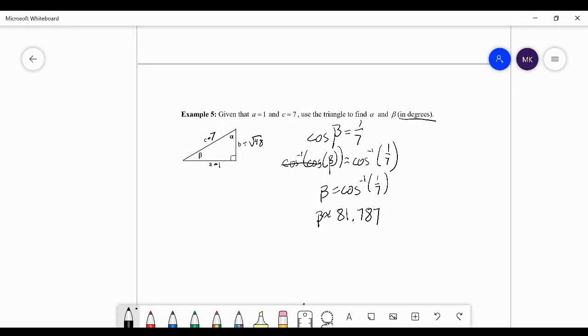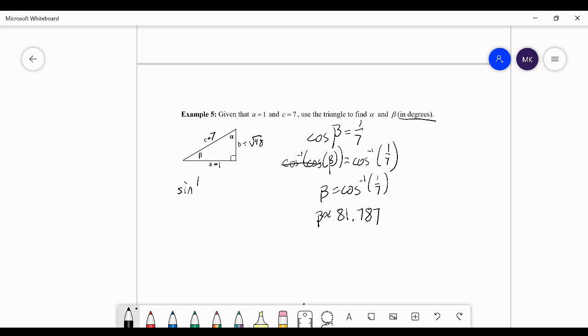Now, we could use this and the fact that this is a right triangle to do it. So 81.787 plus 90 gives us 171.787. Do 180 minus that, and we get that alpha must be 8.213. Okay, so that's just using the fact that the three angles in a triangle add up to 180. But let's just practice our trig inverse functions for now.